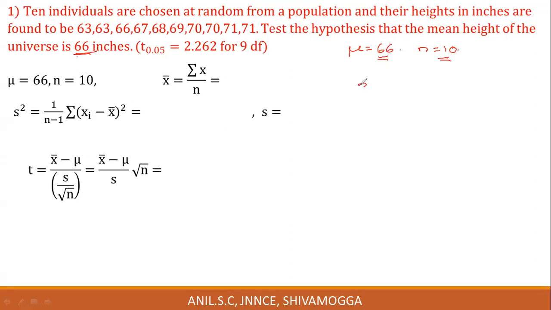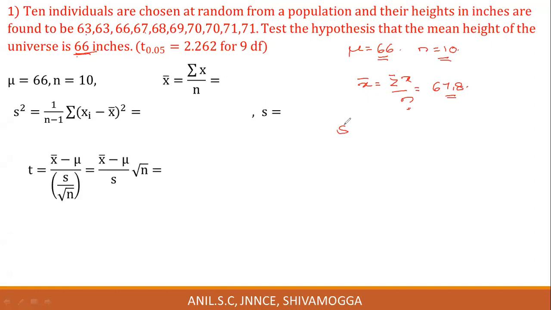First, we shall calculate x bar. We calculated this yesterday. Summation x divided by n. Summation x is 63 plus 63 plus 66 plus 67, and so on up to 71, divided by n, which is equal to 10. Got this answer? I think this is 67.8. Yes, sir. 67.8. X bar is equal to 67.8.